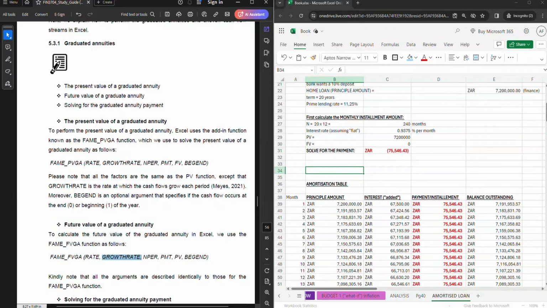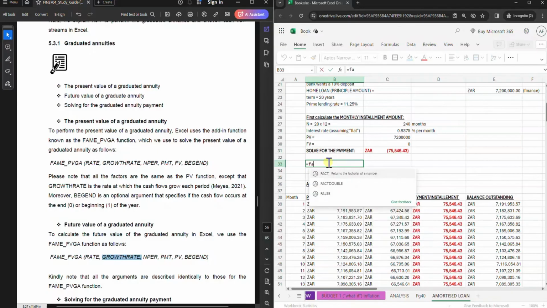Yeah, Microsoft. All right, looks like it might have changed. I'm not sure if they've removed it perhaps, but it's not coming up when I'm searching for the function. And I see here you're using this notation. So let's type it as is, FAM. Does it come up? No. Okay. I don't see it on Excel.